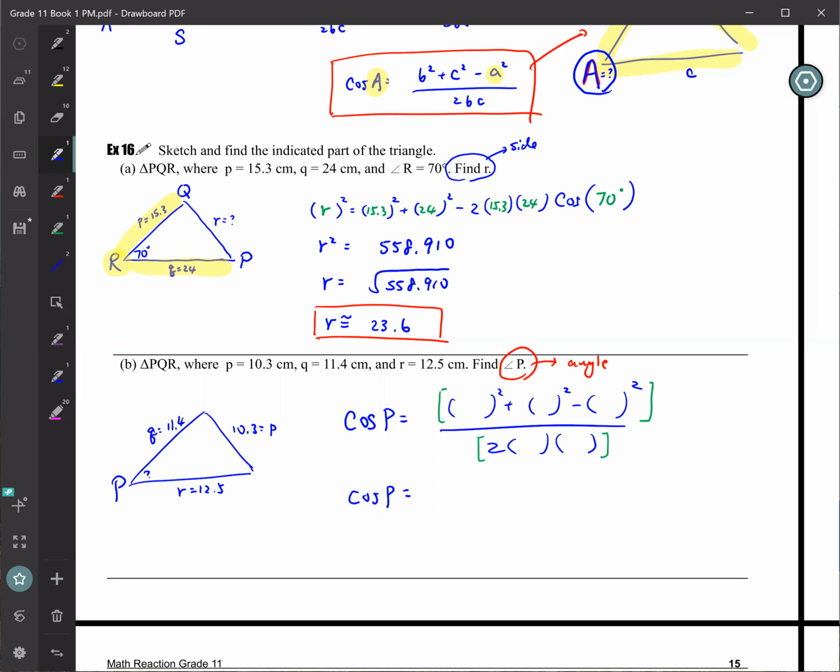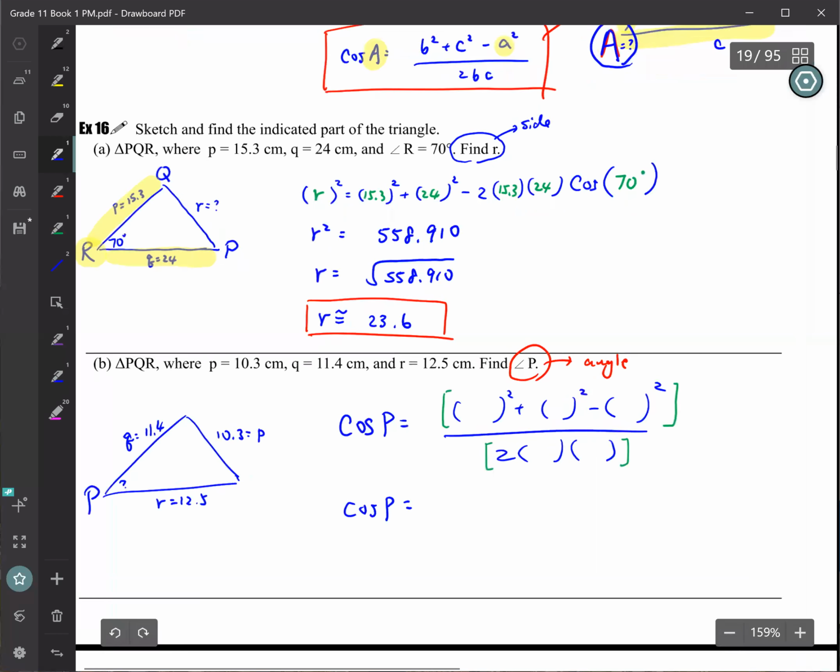Okay, have we got the number on the right side yet? 0 point something. And then if you continue to find angle P, then you need to use inverse, okay? Let's check the number inside the brackets.